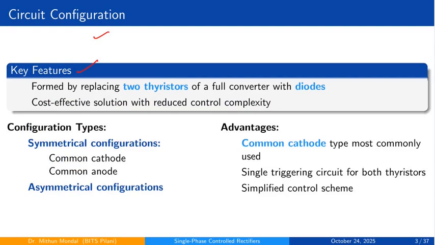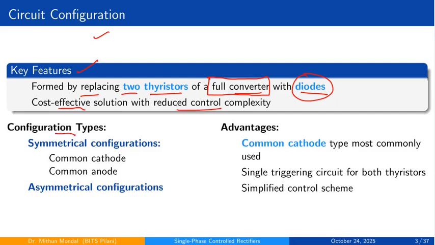The circuit configuration of the half controlled bridge rectifier. The key feature is that it is formed by replacing two thyristors of a full converter with diodes. We have seen the full converter, and in the half controlled converter, only two of the thyristors are replaced by diodes. What is the advantage? It produces a cost-effective solution with reduced control complexity.